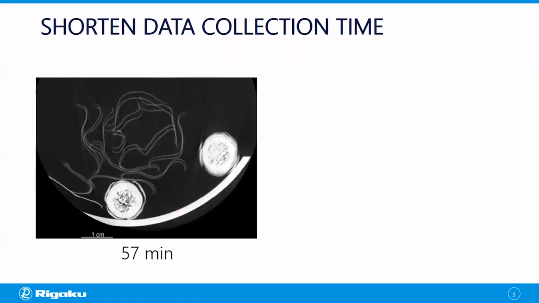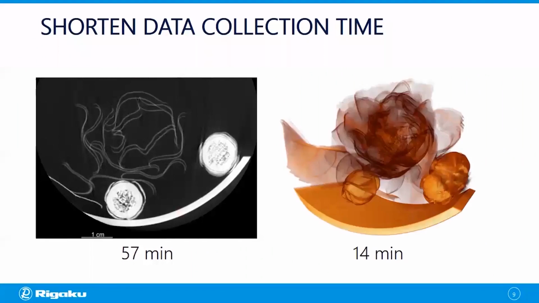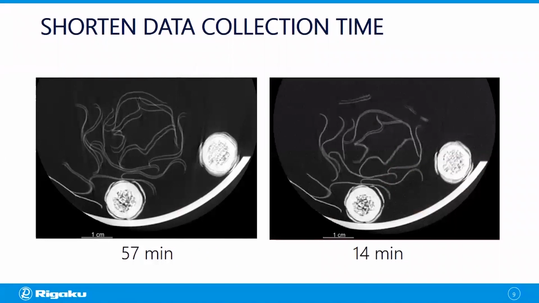So can we rescue this experiment by using shorter exposures? Here's a data set collected for 14 minutes. In this case, we still see the doubling like in the longer data set, but our cross-section image shows less movement occurred. Instead, the movement manifests more like blurring. So there's still sample movement on the scale of a 14-minute experiment.